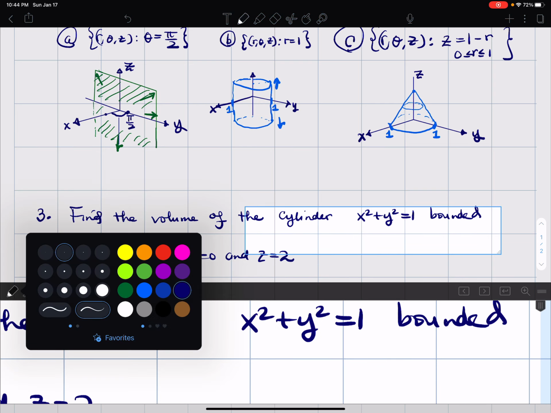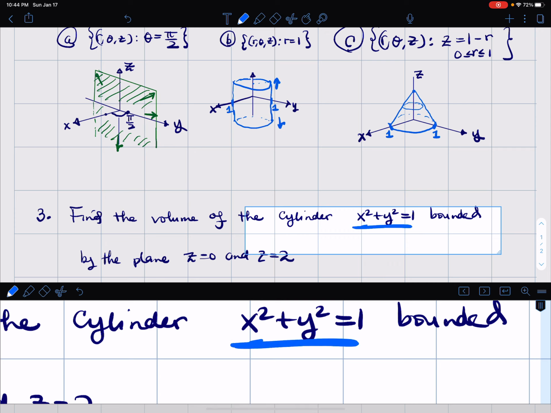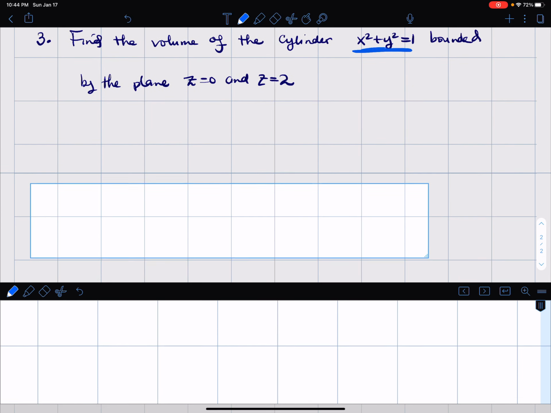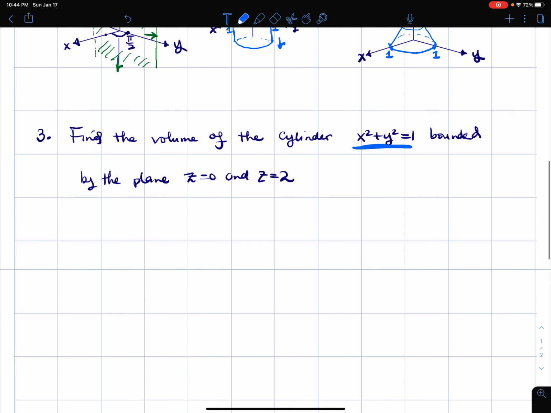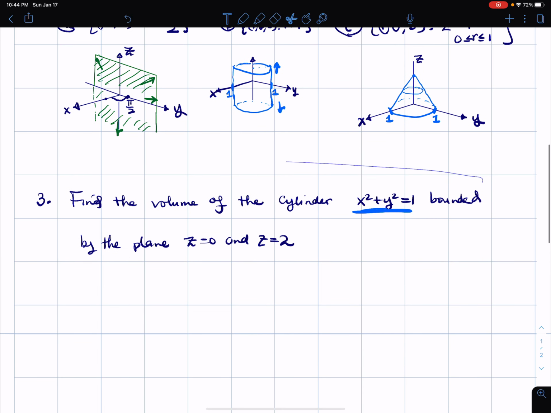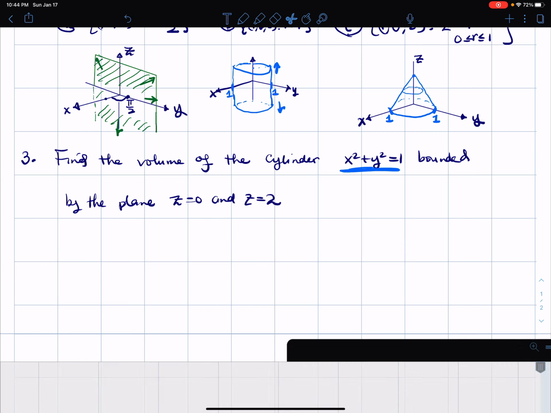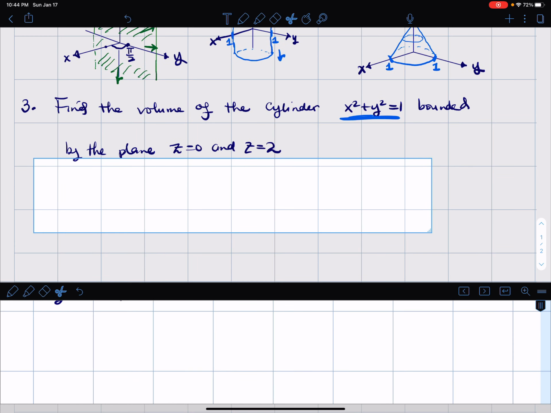Now this is a cylinder. It's in 3D and it doesn't have the z variable. Since it doesn't have the z variable, it is just a cylinder parallel to the z-axis, running along the z-axis. Okay, let's move this up. So let's sketch our cylinder. It's the same thing I've been sketching all along.